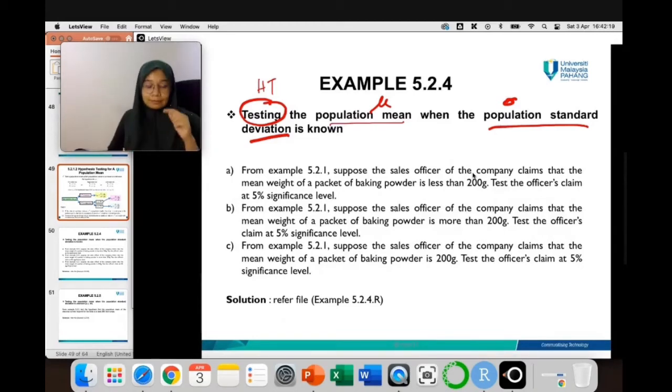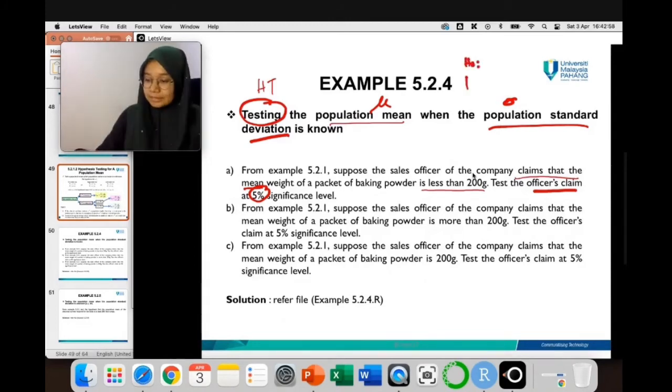Okay. From example 5.2.1, suppose the sales officer of the company claims that the mean weight of a packet of baking powder is less than 200 gram. Test the officer's claim at 5% significant level. Okay, sales officer ni dia claim mengatakan bahawa purata berat baking powder tu sepaket adalah kurang daripada 200 gram. Betul ke tak yang dia claim tu? You have to conduct the hypothesis testing. So, can someone give me what is the H null and H1 from this? So, what is your H null and H1 here?